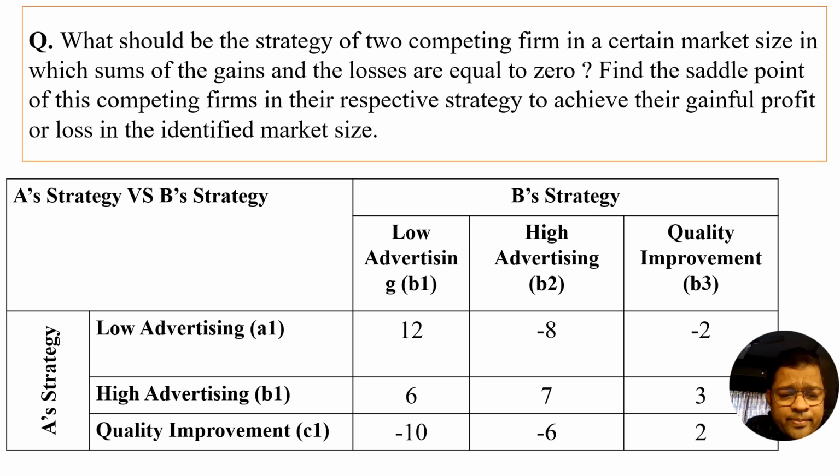In this way, there is an example in front of you. There are two firms, A and B. Both firms have almost similar types of strategies: low advertisement, high advertisement, and quality improvement. A has the same criteria, B also has the same criteria, and a few numbers have been highlighted in the matrix. You can say that these are the market shares: 12, -8, 6, 7.